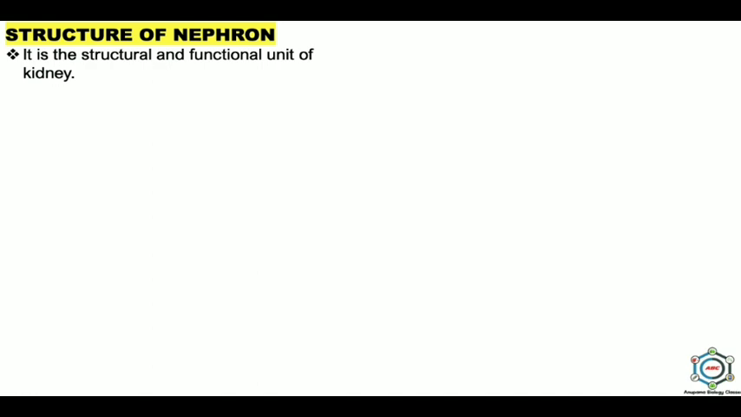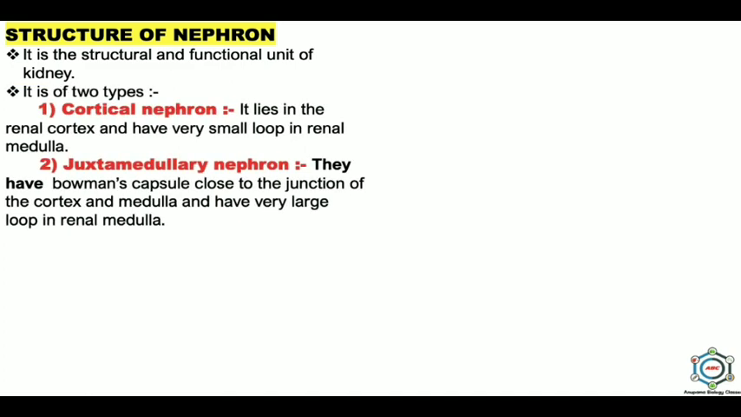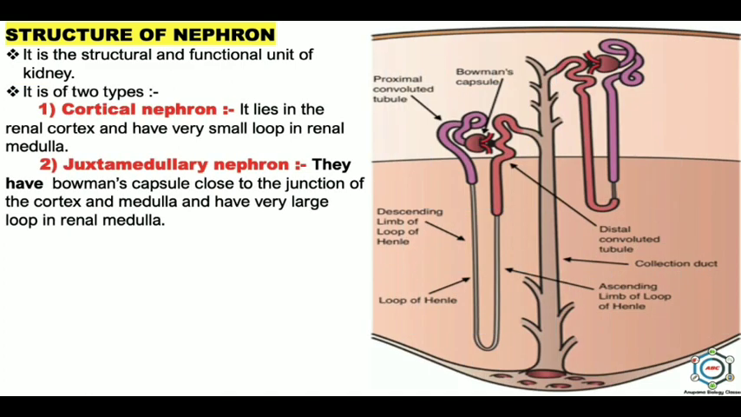Now the structure of nephrons. It is the structural and functional unit of the kidney, and on the basis of location in the kidney, nephrons are of two types. In the picture you can see here the two types of nephrons. First one is the juxtamedullary nephron and second is the cortical nephron.